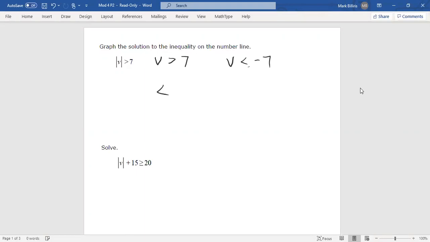So on the number line, we have our two boundary points, negative 7 and 7. The values that are greater than 7 go to the right. And remember, when it doesn't equal, we can use an open circle or parenthesis. For the second one, the values are less than negative 7, so it's negative 7 and the values to the left. And again, we would use parentheses because it's just less than.